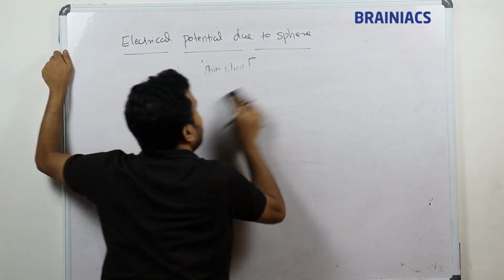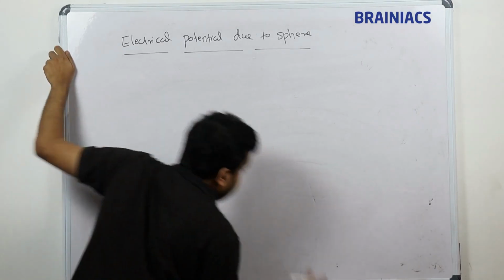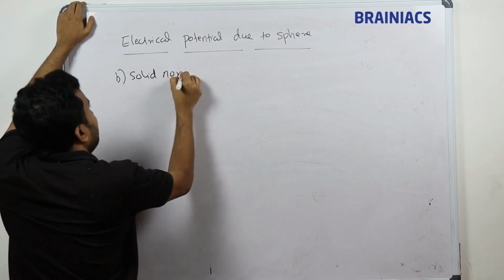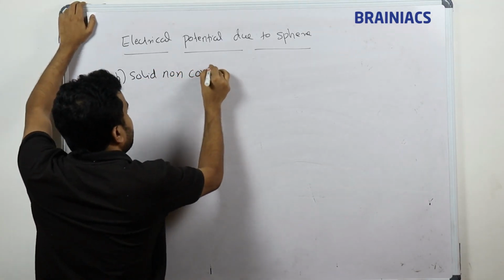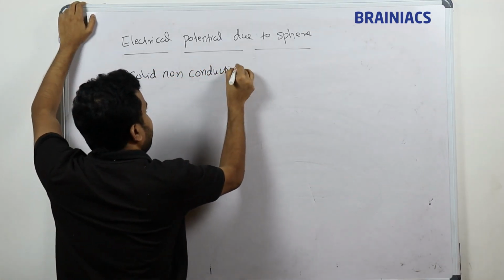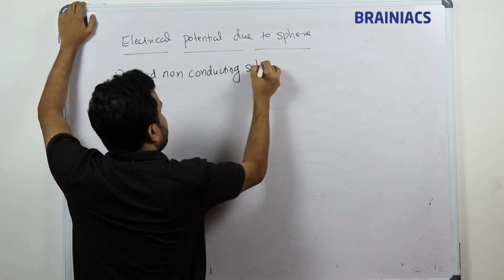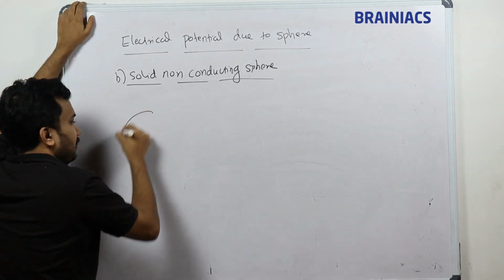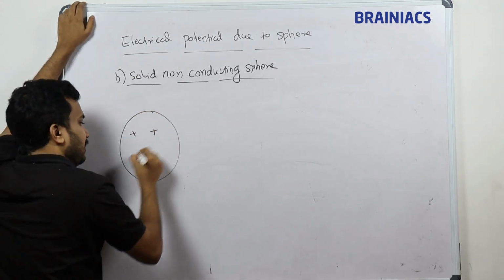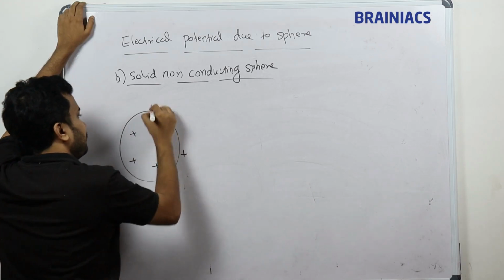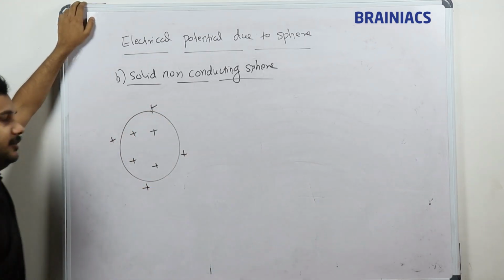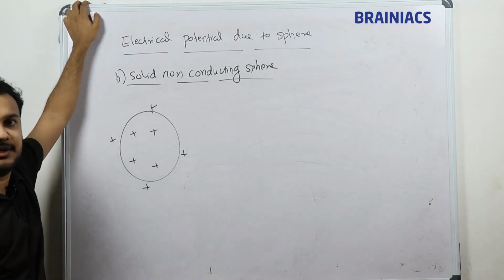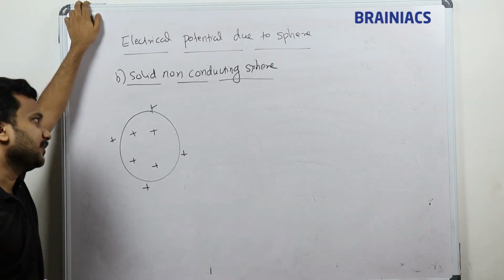What is the second heading? Solid non-conducting sphere. What is the difference between that and the previous one? Here charges are distributed inside, outside, everywhere. Charges are there on the surface and on the inside, everywhere. So we have to find the electrical potential at outside, electrical potential at inside, and electrical potential at the surface.